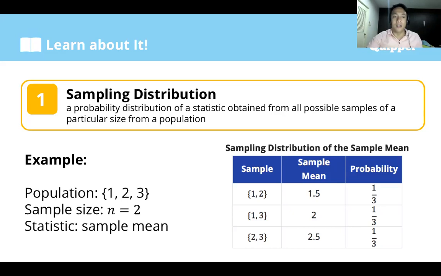For example, we have this population: 1, 2, and 3. The sample size is n equals 2, and the statistic is the sample mean. This is the example of the table that we will use in finding the sampling distribution of the sample mean. We have the samples. We only have 3 data here: 1, 2, and 3, meaning the first data, second data, and third data.